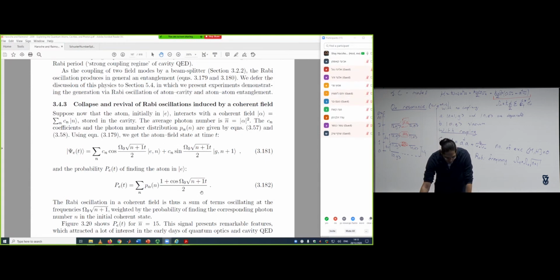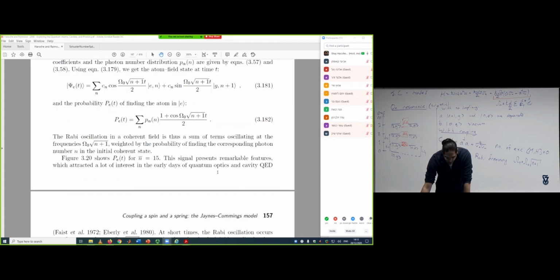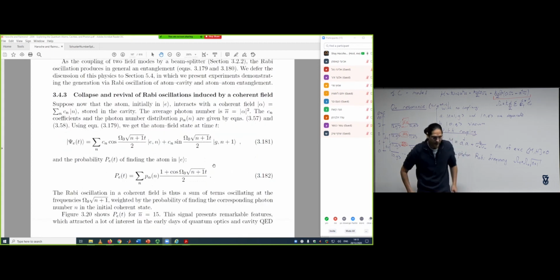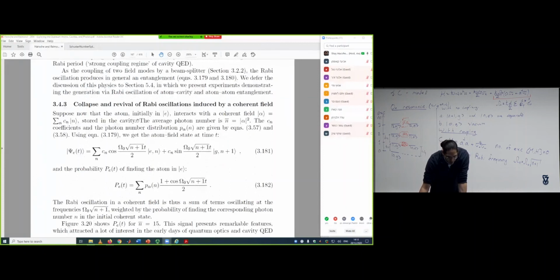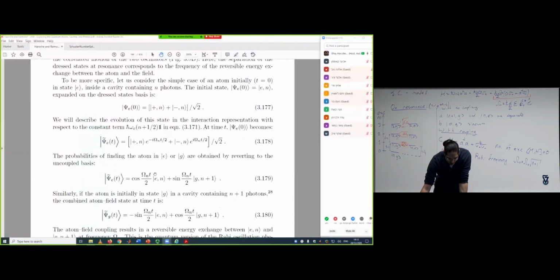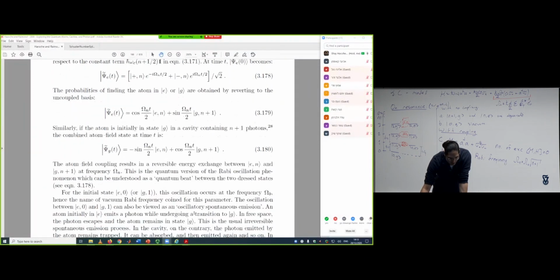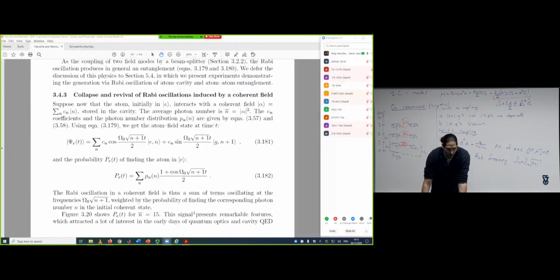Yes. Okay. So what I'm showing you now, this is page 156 from the Serge Haroche book, chapter 3, which I told you several times you should read. So go read. This is section 343. So above here, he's talking about what we talked about just now. You can see the equations that I wrote on the board. But here now, what we're considering is a coherent state.